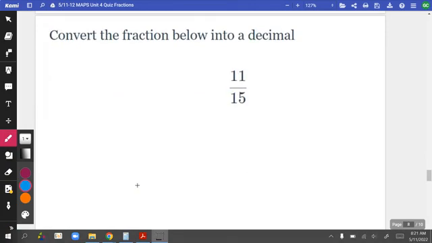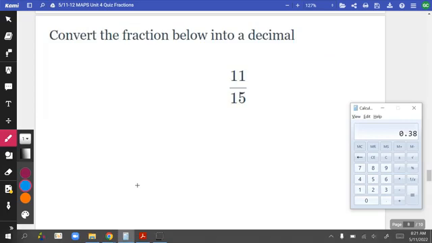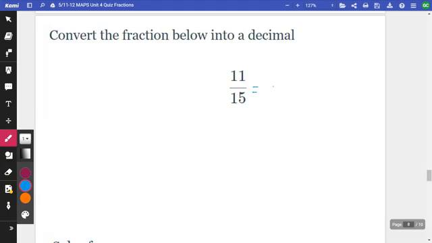Next, we need to convert this fraction into a decimal. So we have 11 divided by 15. Now what's happening here is that we have 0.7, and then we have a lot of 3's. So 0.7, and then 3, 3, 3, 3, 3, and so on.